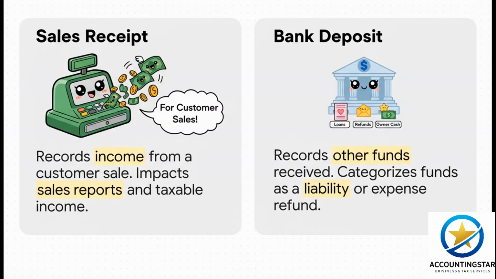Okay, let's break this down, because the difference is super important. On one hand, you've got a sales receipt. That's your bread and butter. It's for customer sales. Its whole job is to record income, and yep, it directly hits your taxable income. But on the other hand, you have the bank deposit. Think of it as the catch-all for everything else. Its job isn't to record income, but to put the money in the right bucket. So a loan, that's a liability. A refund from a supplier, that just reduces an expense. It's all about using the right tool for the job.